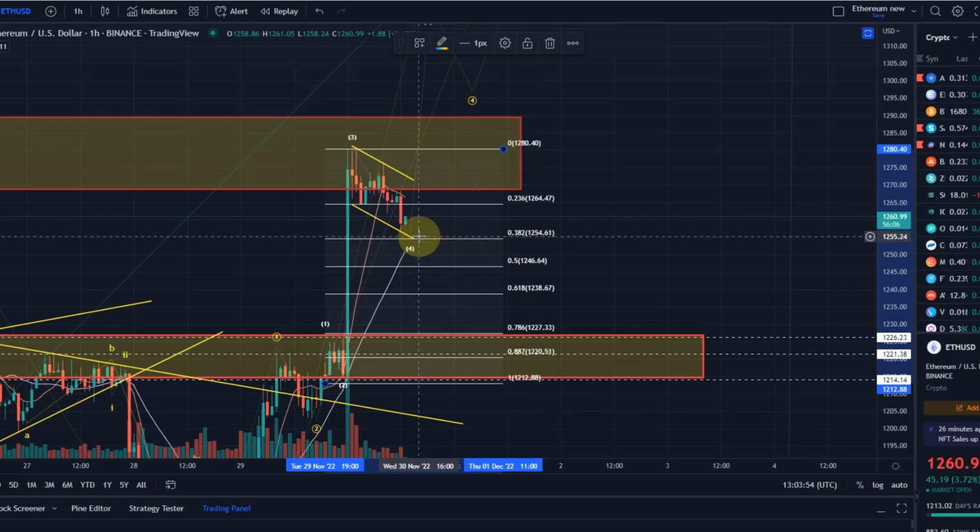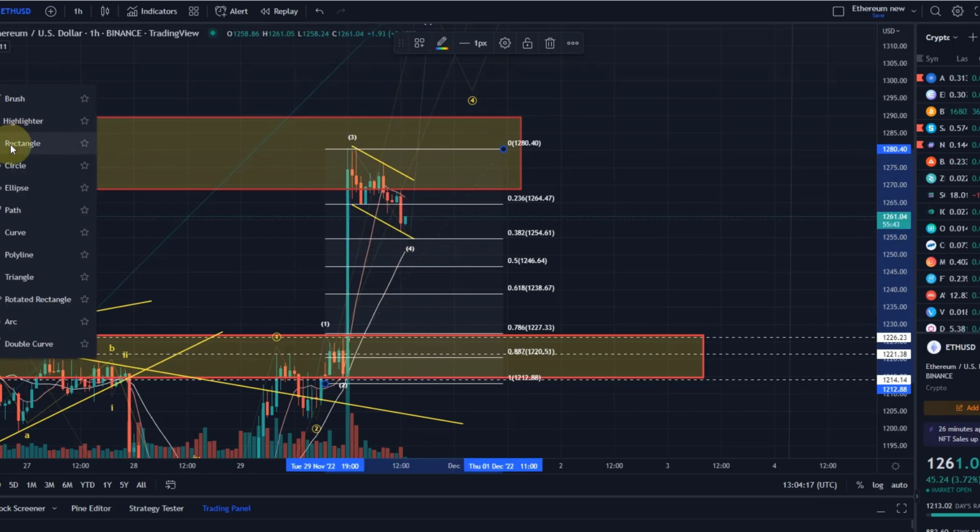And when we hit this, I expect a bounce. If we don't get a bounce, it could still bounce from 1246, the 50% fib level. Only going below that level would indicate that something else is going on here. It's not a wave 4. It might be another 1-2 setup. But until then, the idea is to find support in this region here.